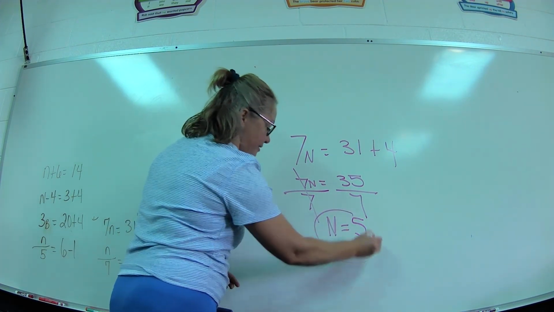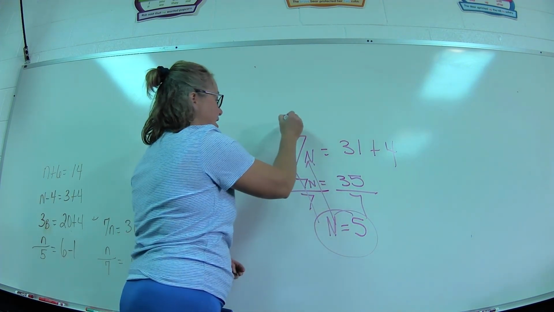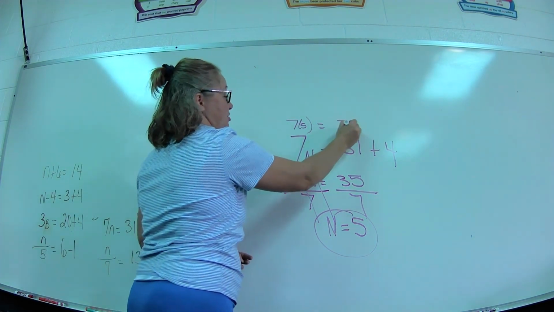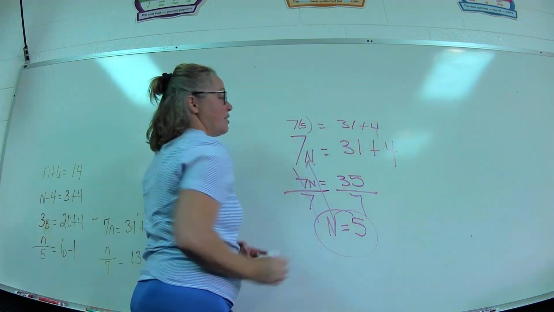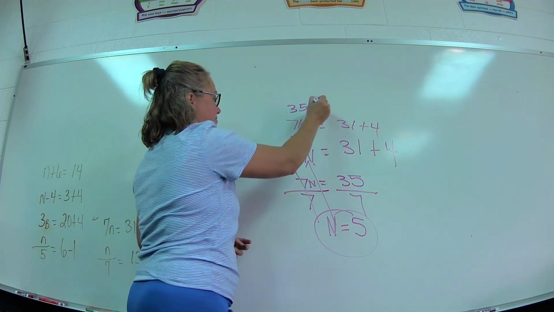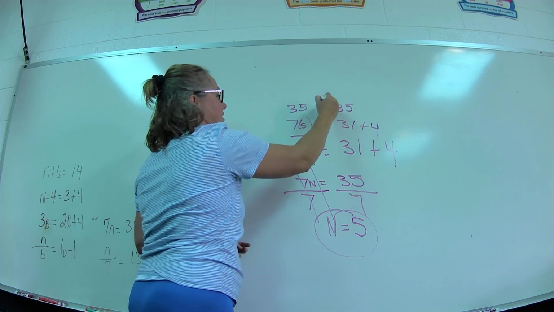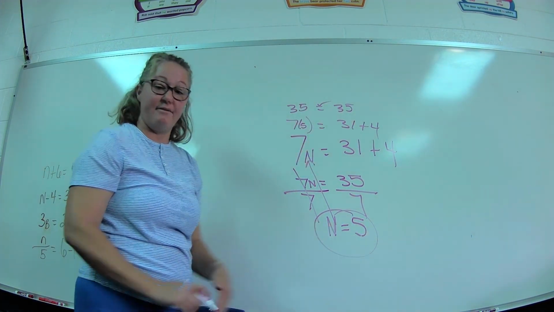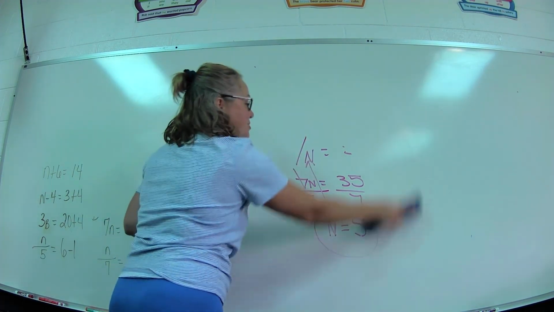Take the value of n. So now you have 7 times 5 equals 31 plus 4. What is 7 times 5? Very good. 35 would equal 35. So my value, my variable, is 5. All right, so that's a multiplication.